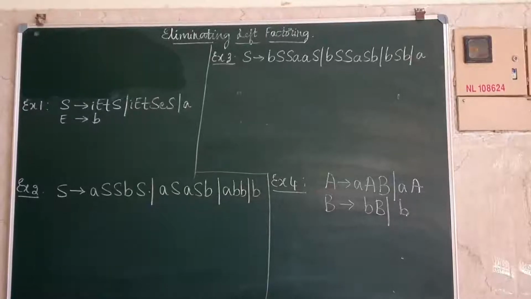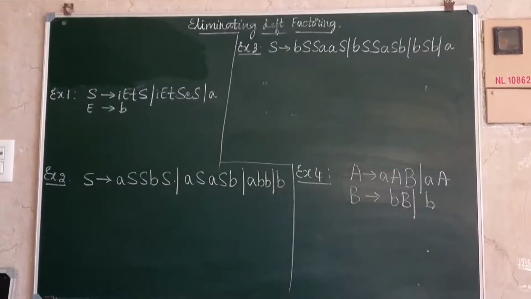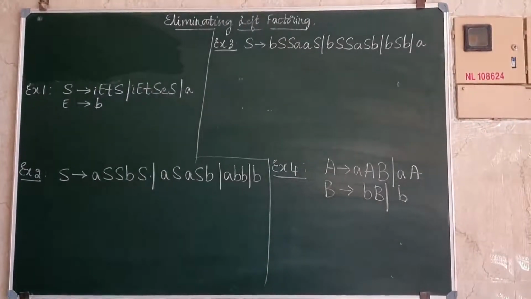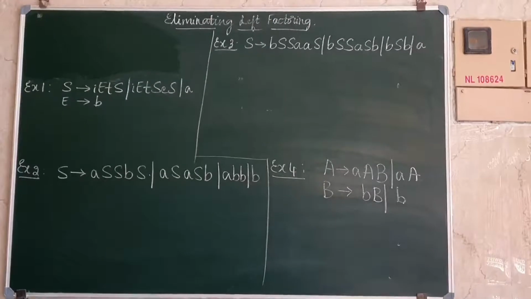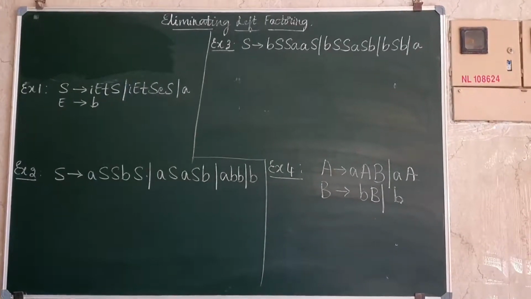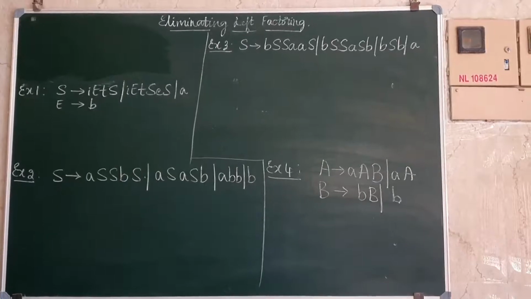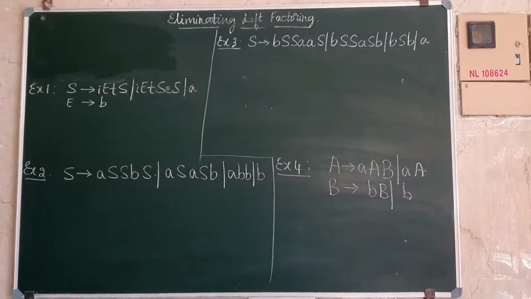Good morning one and all. In the previous class we have seen how to eliminate left recursion. Today we will see how to eliminate left factoring. Both of these, left recursion as well as left factoring, must be eliminated for which type of approach? For the top down approach. Otherwise we cannot proceed with the top down approach if we are not eliminating these two. What do you mean by left factoring?